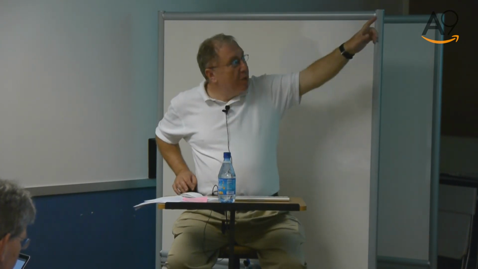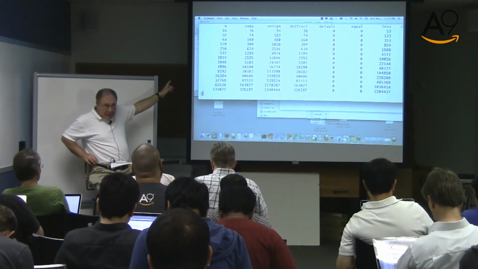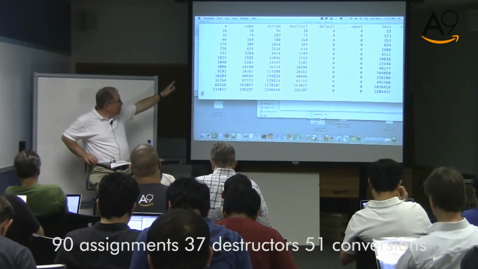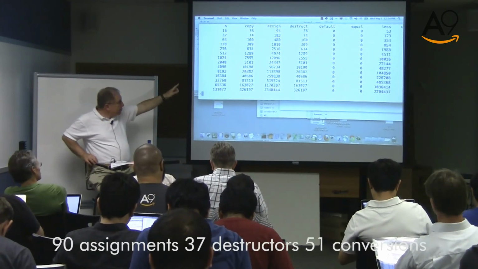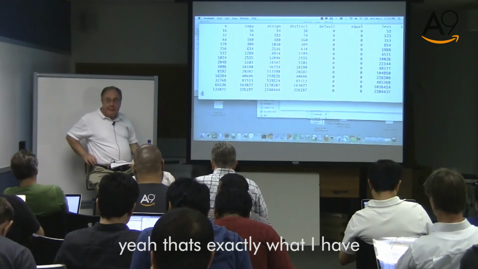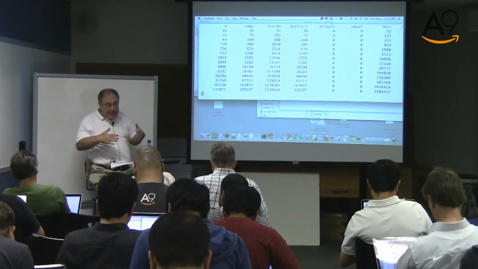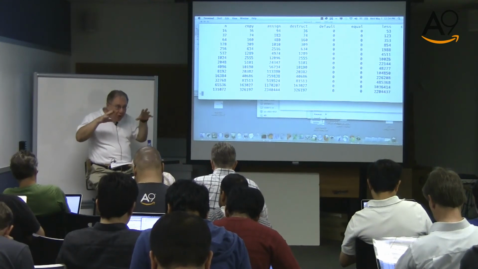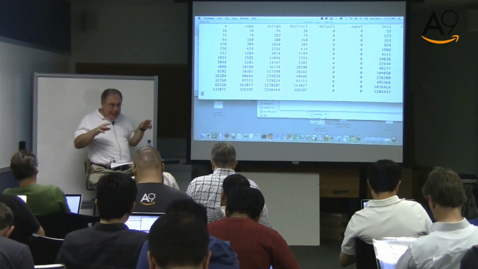Okay, did you try stable sort? What are your numbers for copy at the first? 37, 90 assignments, 37 destructors, 51 comparisons. Yeah, that's exactly what I get. So it's a slightly different code base. This tells you that the algorithms which you assume are the same are not the same.